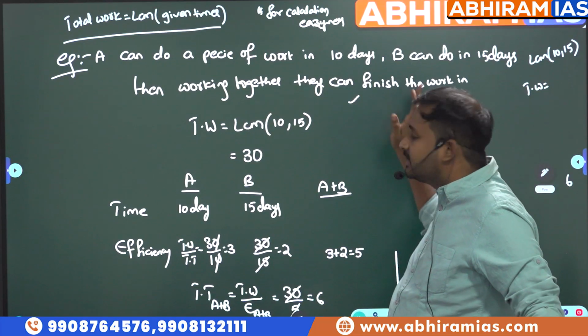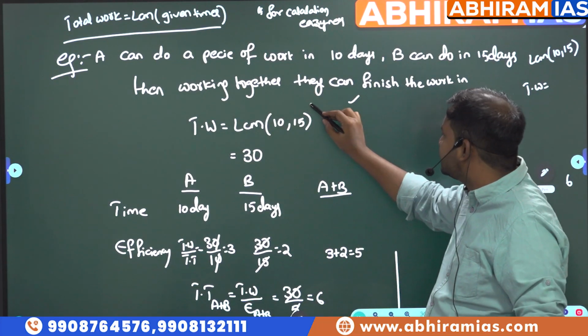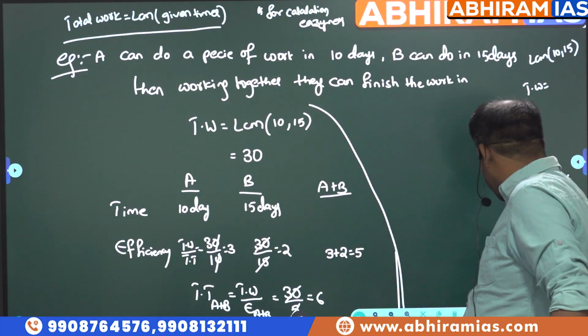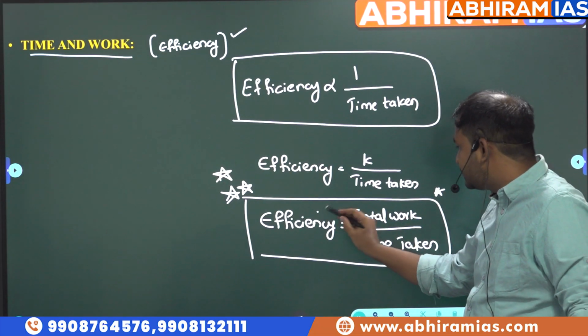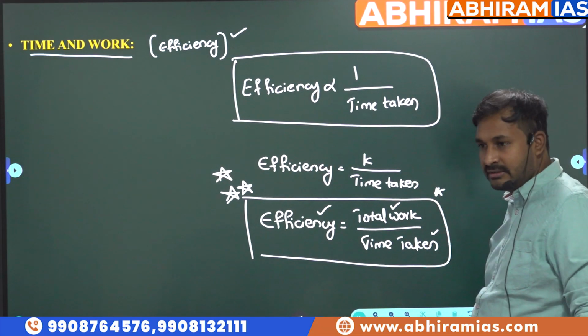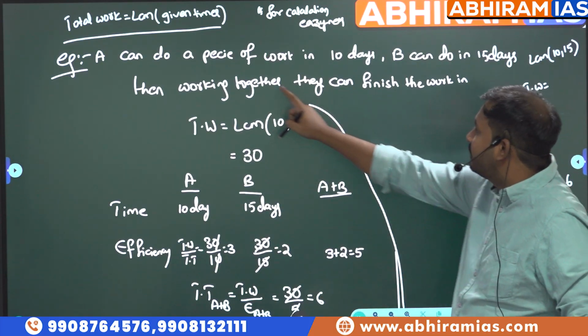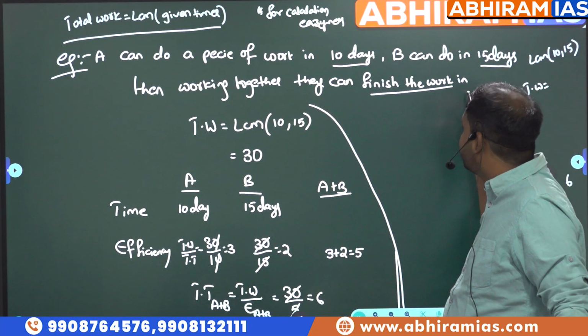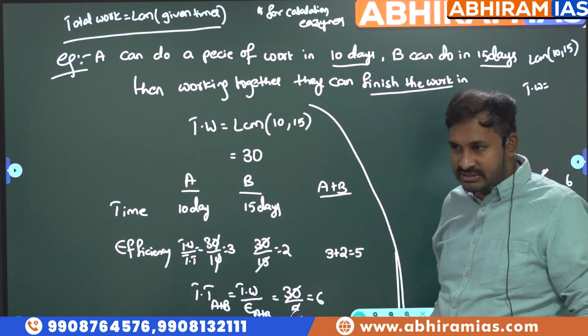Now then, working together, they can finish the job in how many days? That is a random example. Sir, while discussing the formula, we have three components: efficiency, total work, time taken. But in this given example, A can do it in 10 days, B can do it in 15 days. Then working together, they can finish it in how many days? That is the question for us, sir.